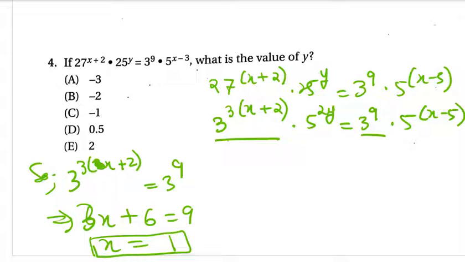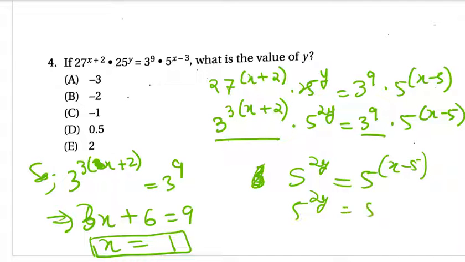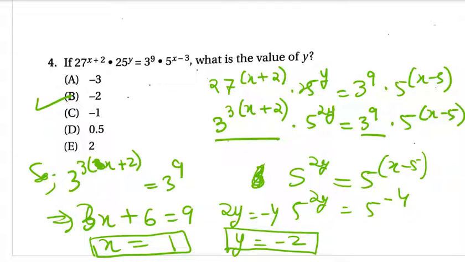That means, what are you getting? You are getting over here 3 to the power. So actually you don't have to put anything over here. You can just put 5 to the power 2y is equal to 5 to the power x minus 5. So 5 to the power 2y is equal to 5 to the power minus 4. So that implies 2y is equal to minus 4. Hence y is equal to minus 2. Can you see a minus 2 there? So that B is your correct answer.